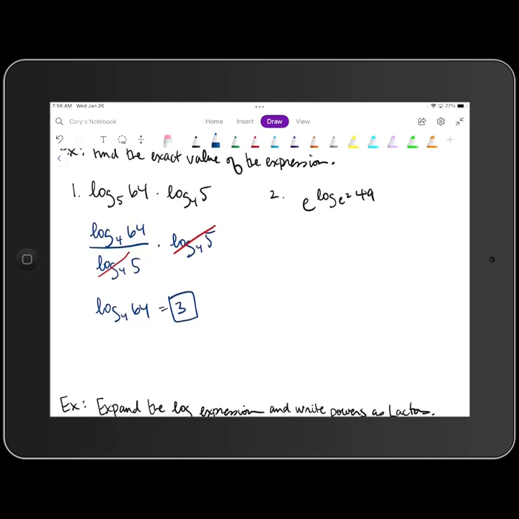Another way for you to simplify this is you can rewrite 64 as 4 cubed. And we know that the log base 4 of 4 cubed is going to be equal to 3 as well.